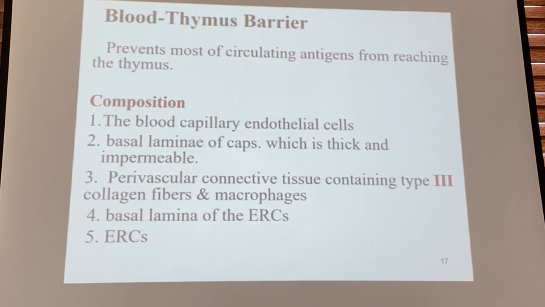And perivascular connective tissue containing type 3 collagen fibers plus macrophages. Still, macrophages are found in there, ready to attack any opportunistic antigen that enters.